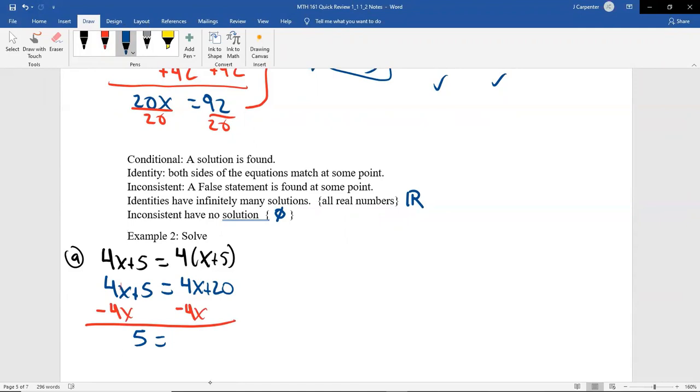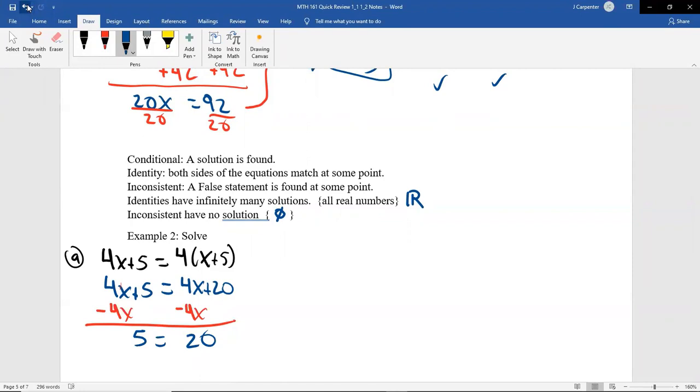Now what some people will do is they'll go, uh-oh, all my x's disappeared. That's not supposed to happen. Okay, it usually doesn't happen, but it can happen. So some people will try and fudge this and they'll just put an x here, and that's very, very wrong. If 4x minus 4x cancel on the left, they definitely cancel on the right. So the right side is just 20. All of the x's are gone.